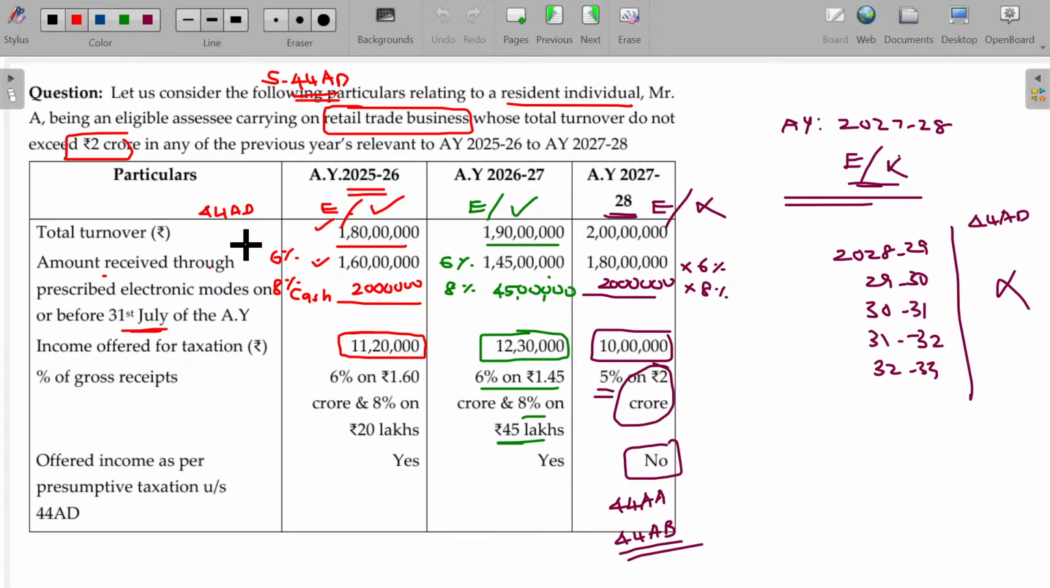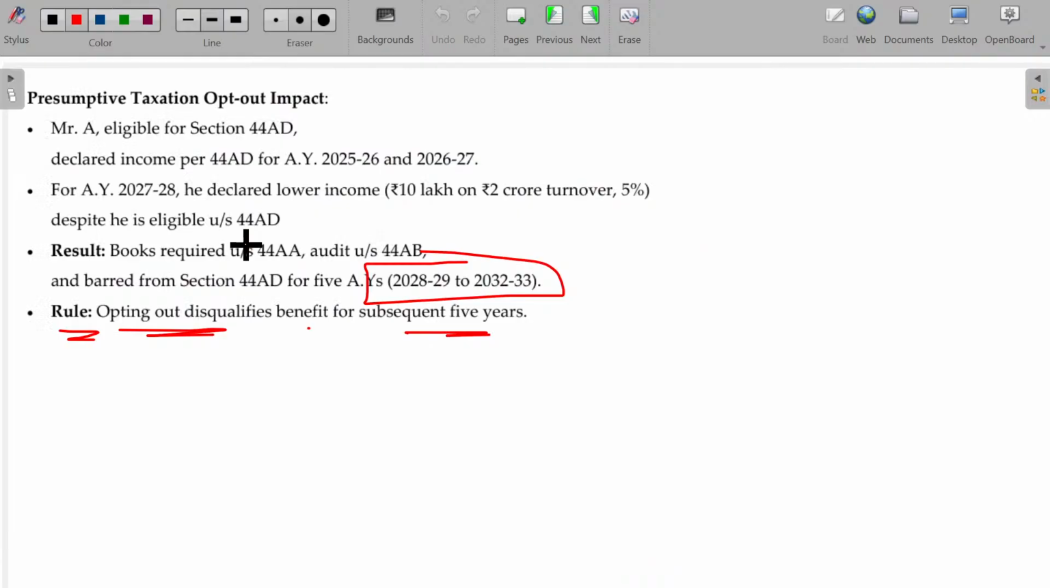Shall I move on to the next one? So 44AD is now clear. AA over, AB over, AD is also over. Now we'll move on to 44ADA. 2 more sections, ADA and AE. With that, the entire PGBP topic is over. Right.